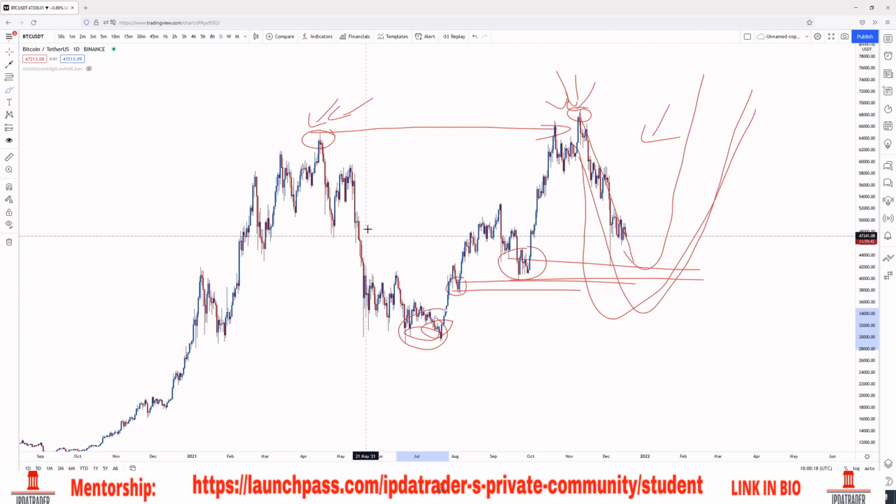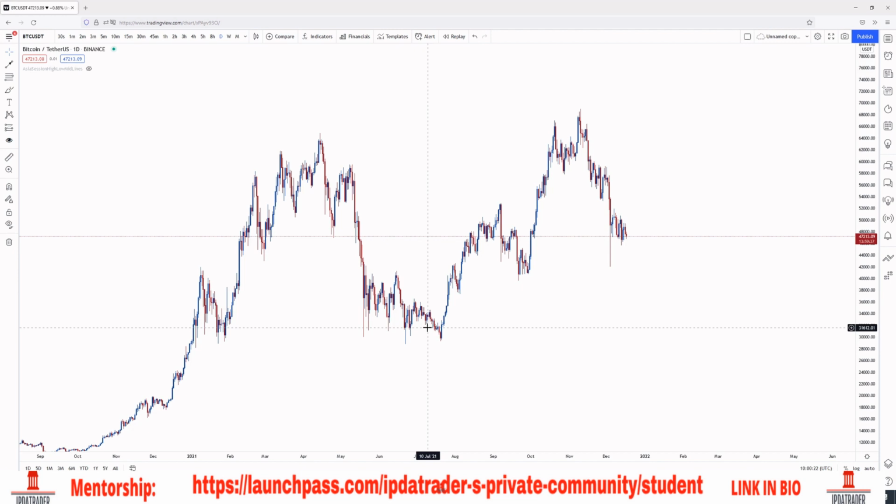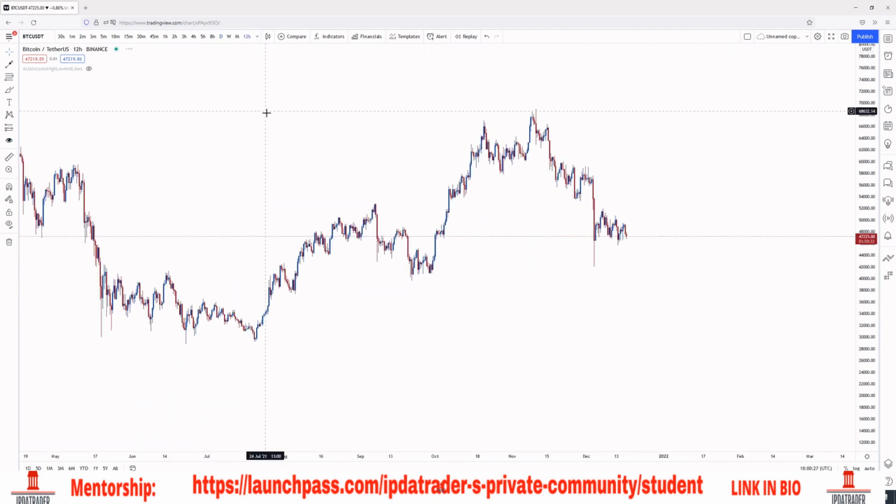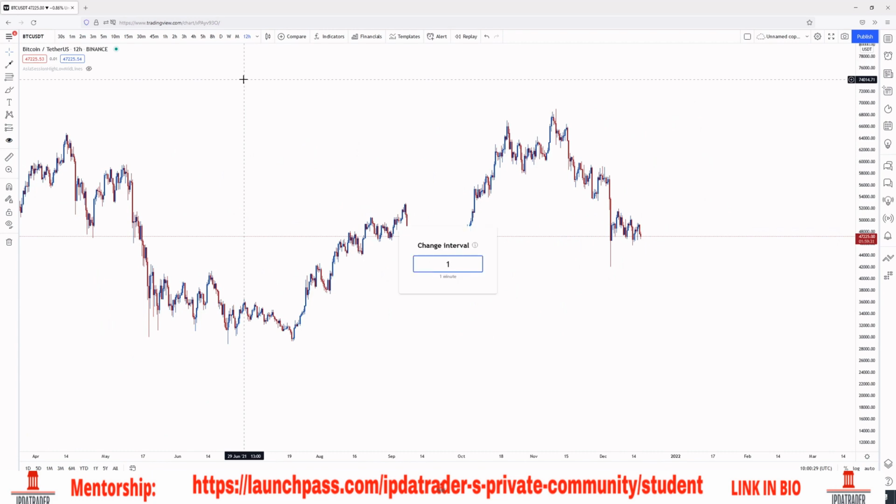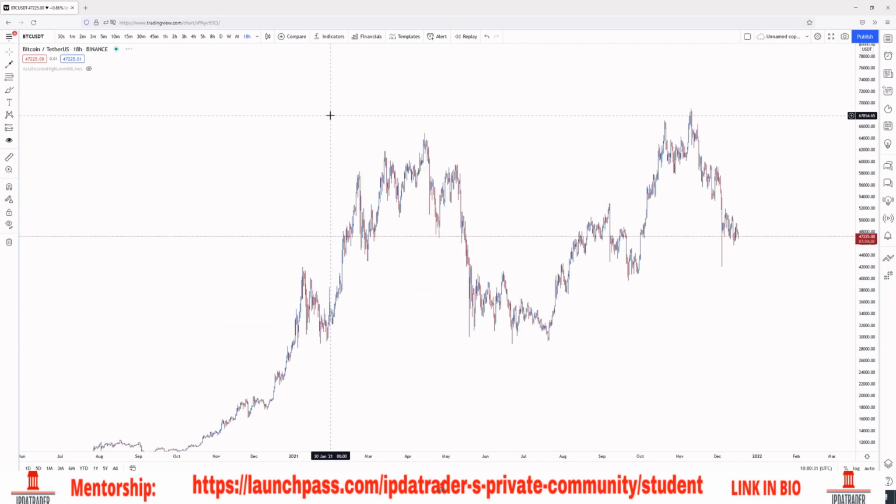But here is where a little bit of confusion actually comes into play, okay? Because if I'm looking at this logically, let's move into a lower time frame. Let's go into the 12-hour. Let's actually go into the 18-hour over here.